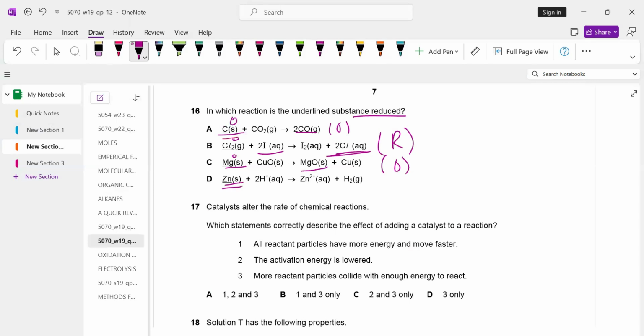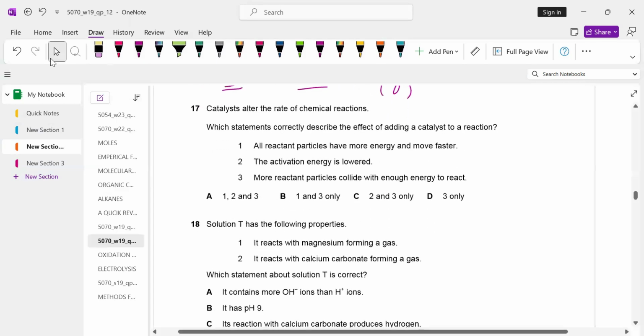And this zinc also has a charge of 0. Now it loses electrons, which means it also becomes oxidized. So option B is correct for this question number 16.